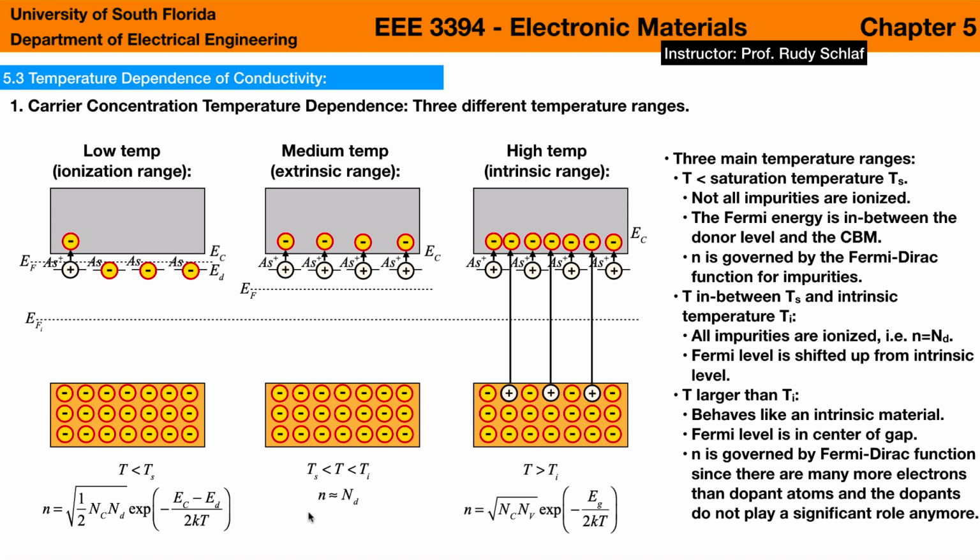As I just said, in the extrinsic range, the carrier concentration is constant, so the electron density is just the dopant density, because all of the dopants are ionized. And at the high temperature intrinsic range, we have essentially the formula for intrinsic semiconductors.